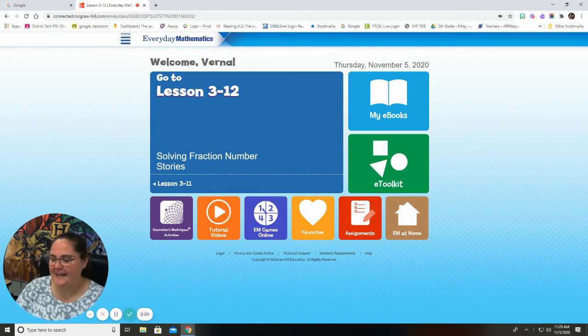This is fifth grade. Today we're going to be working on answering some story problems and working with fraction number stories. So before we get started, I want to go through a couple of things with you. First, when you're doing story problems, you need to make sure that you have some good strategies to help you. One strategy that I use is called the cubes method.